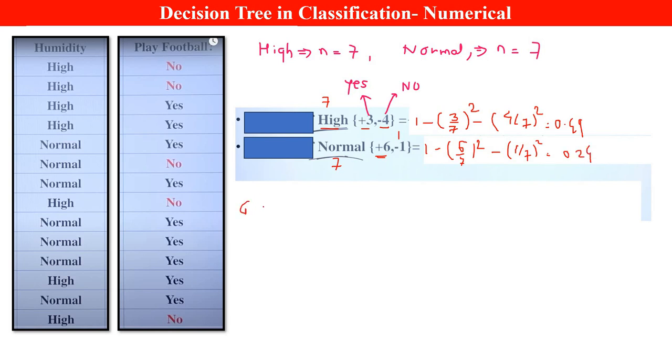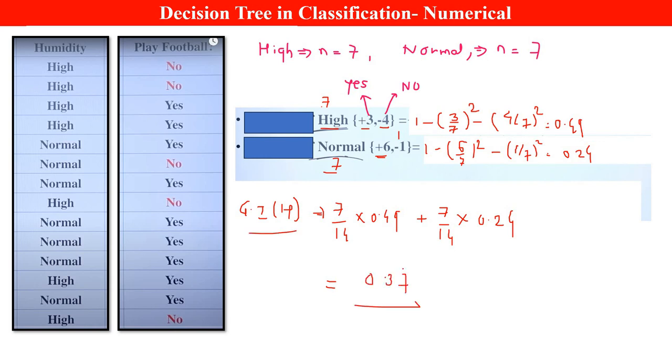And now we have to calculate GI of humidity. So here only weighted average multiplied by its GI. So 7 times, so 7 by 14, and its GI is equal to 0.49 plus again 7 by 14 multiplied by its GI. So the total value comes out to be 0.37. Okay, so GI for humidity comes out to be 0.37.